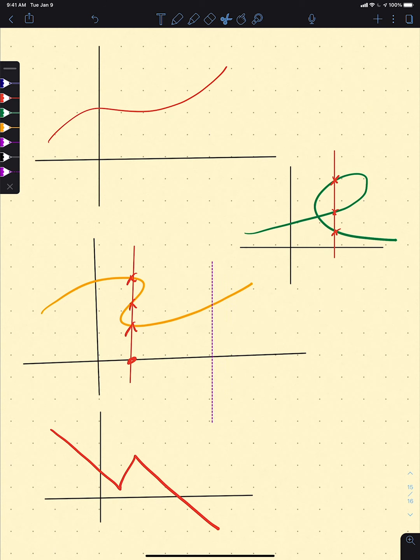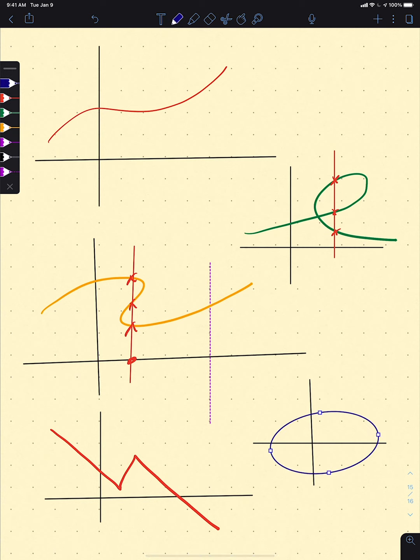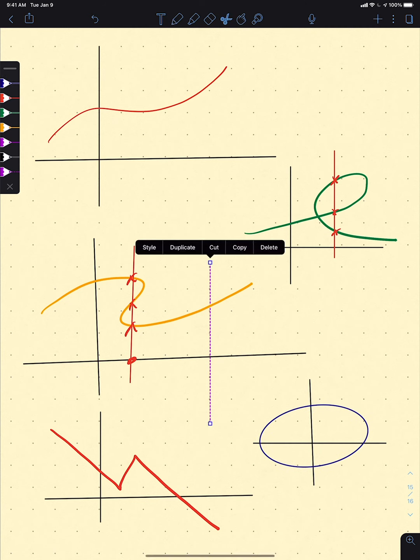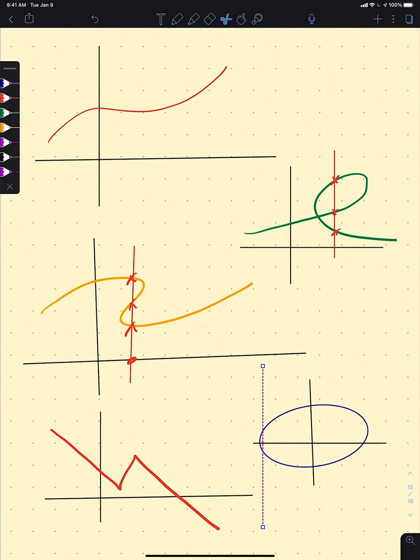Okay, let's maybe do one more. What about this guy right here? Let's say we just draw an ellipse. If we take this ellipse, take our vertical line and move it across, at every point on this ellipse we're intersecting more than once. So this curve, this ellipse, also not a function.